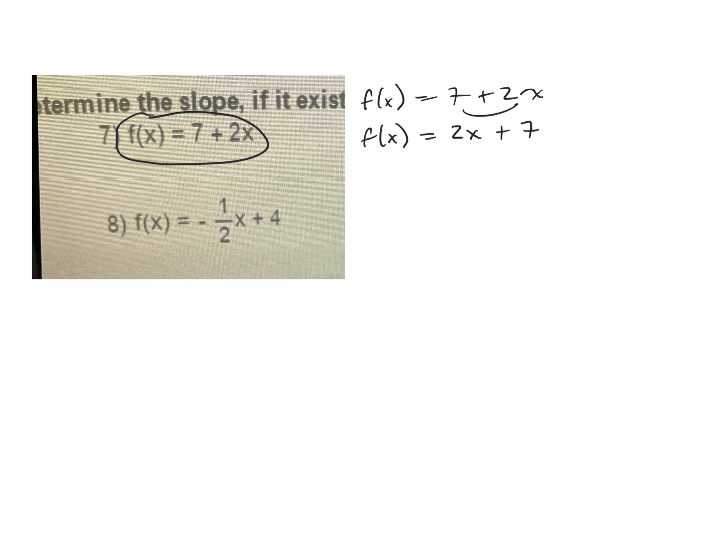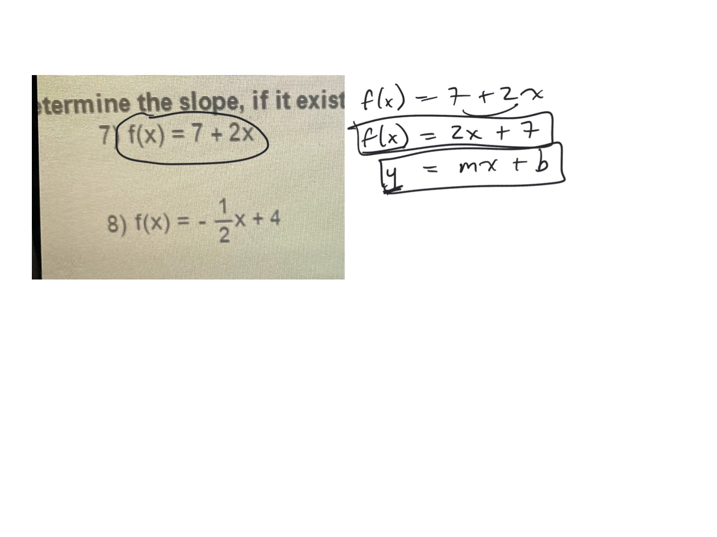Now, when you write a linear function, we have played lots with this equation. So instead of the f of x, we put a y there. And so if it's written in this format, which this equation is now, whatever's in front of the x is the slope. So if they say determine the slope, it's 2.